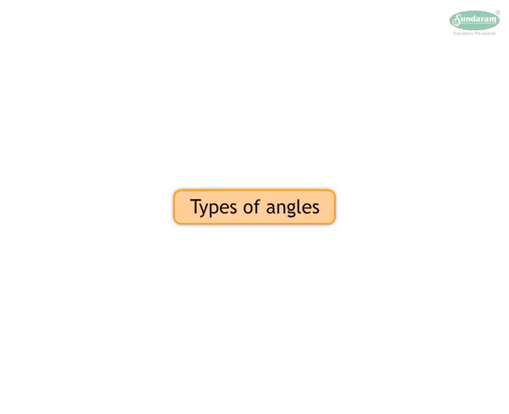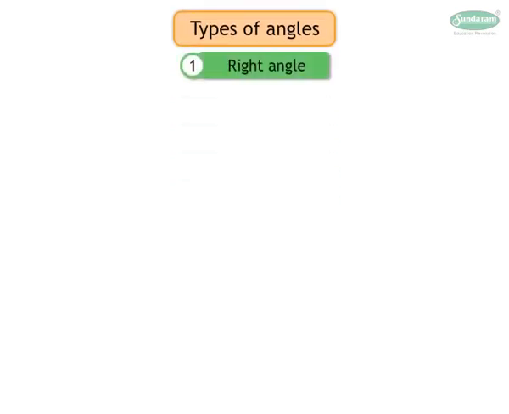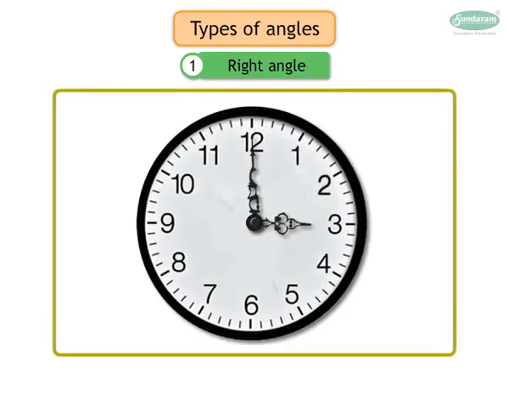Now let's study about the types of angles. Number 1. Right angle. Look at the picture of a clock. Now look at the position of its hands when it shows 3 o'clock or 9 o'clock. In this position, its hands make a right angle.